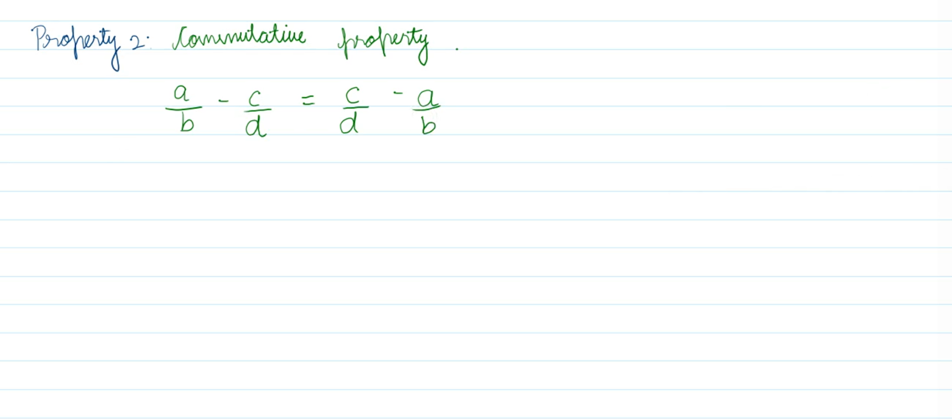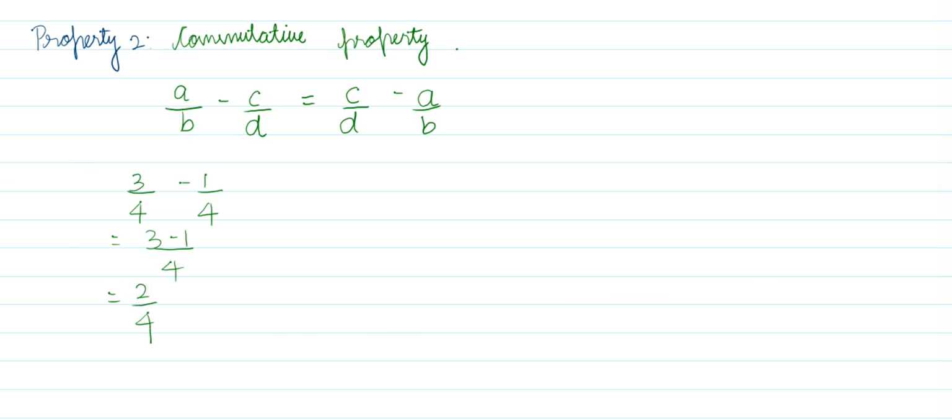Okay, so we'll take a simple example where a by b is equal to 3 by 4 and c by d is equal to minus 1 by 4. So 3 by 4 minus 1 by 4, the denominators are the same. So you needn't take an LCM and you can start the subtraction directly. So 3 minus 1 by 4, that is nothing but 2 by 4.